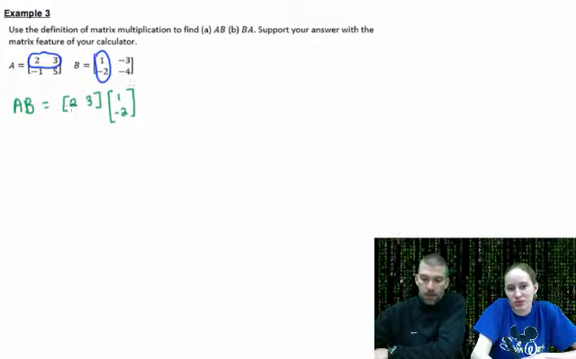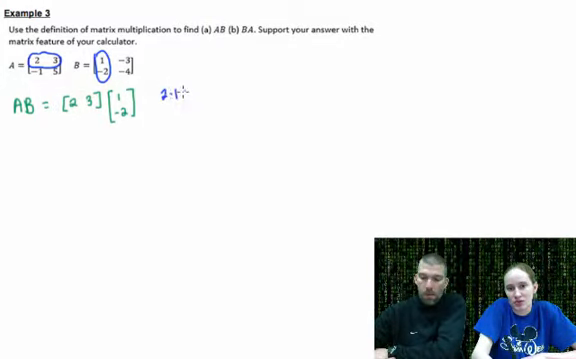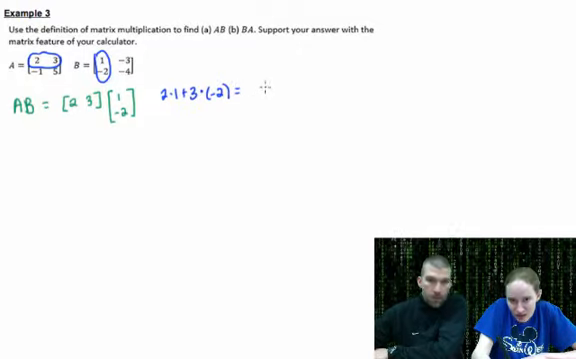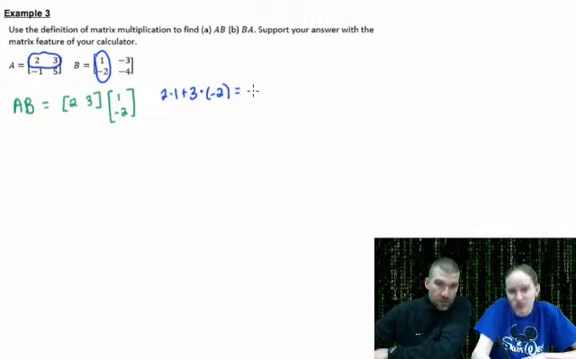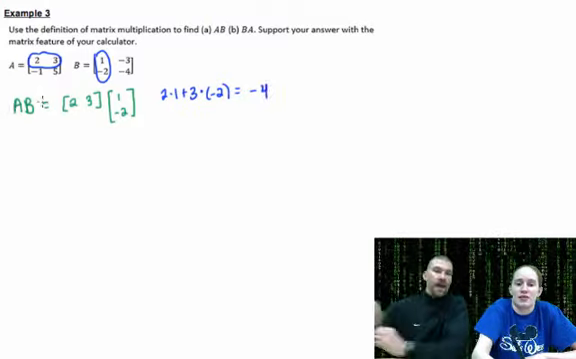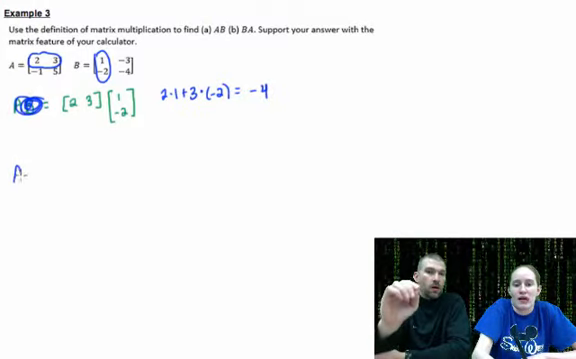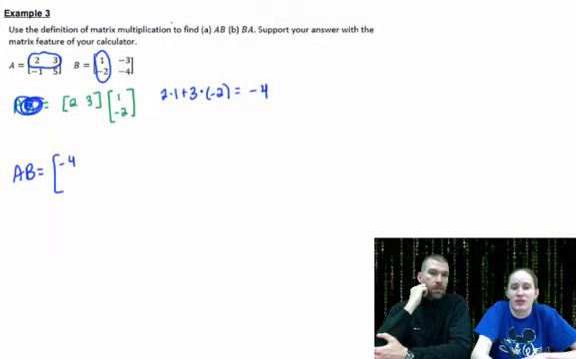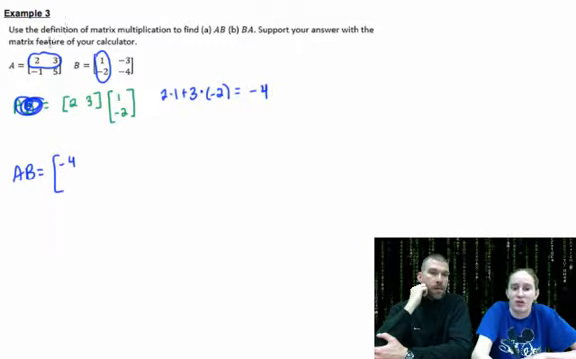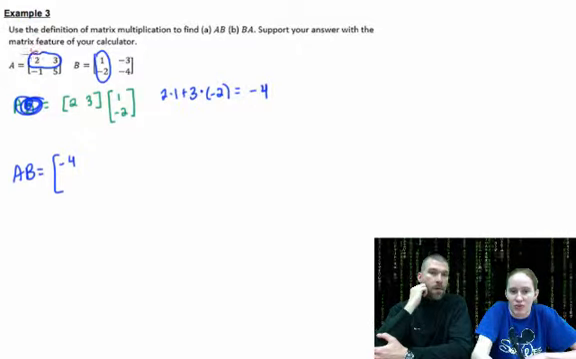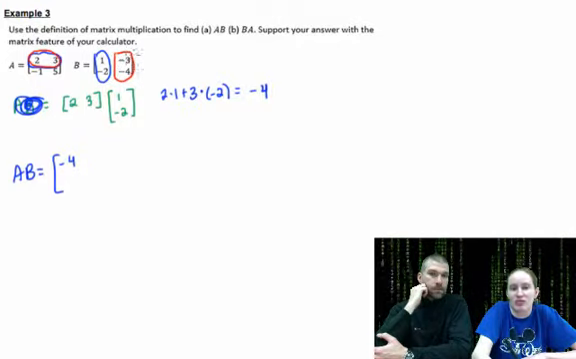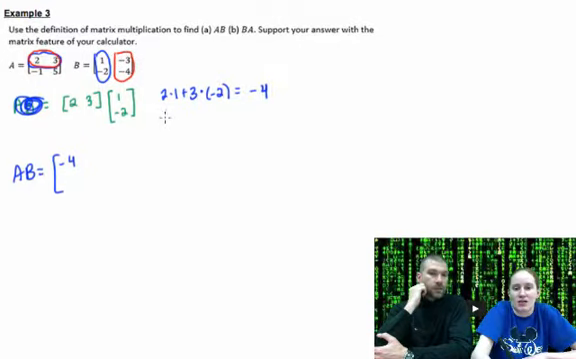So what we do is we do 2 times 1 plus 3 times negative 2, which is 2 minus 6, negative 4. So negative 4 goes into row 1, column 1. Okay, so now let's do the next thing. We do now the first row and the second column, where those overlap, which is the element in the top right corner. That's where we're going to put that answer.